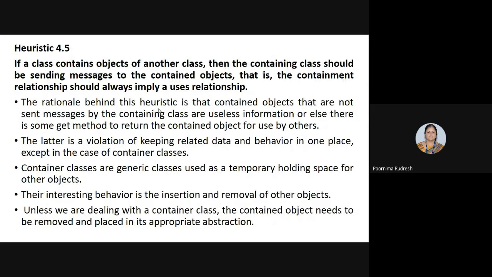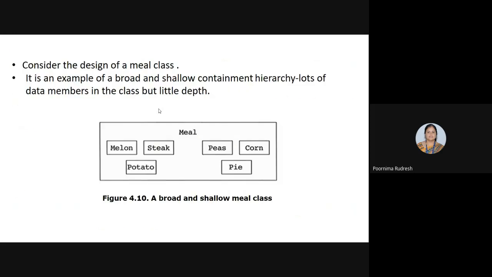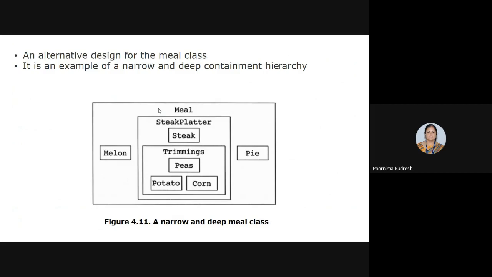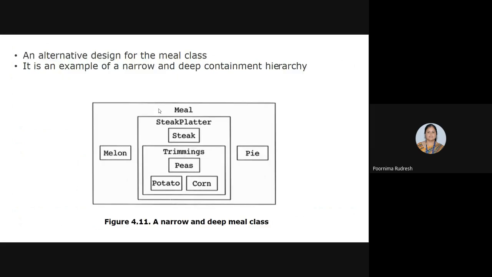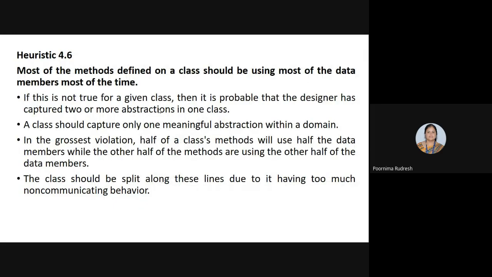First heuristic is if a class contains objects of another class, then the containing class should be sending messages to the contained objects. That is, the containment relationship should always imply a users relationship. For that, we took the example of a meal class and its design. There we considered two containment hierarchies: one is the broad and shallow containment hierarchy, and the second is the narrow and deep containment hierarchy, that I discussed in the previous class, right?